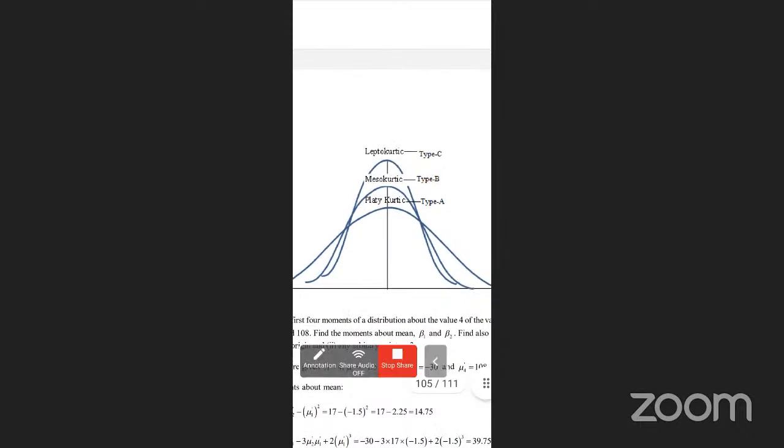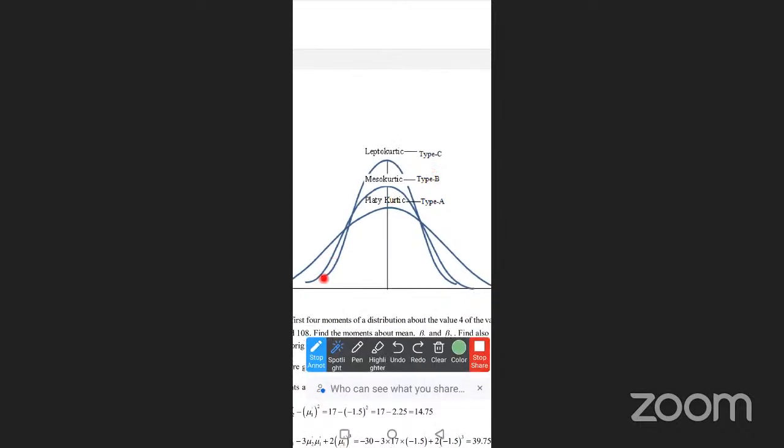So this should be known as the normal curve, which is normal curve plus or minus 3. This is nothing but minus 3 to plus 3. Right side positive, left side negative, which is neither flat nor peaked.